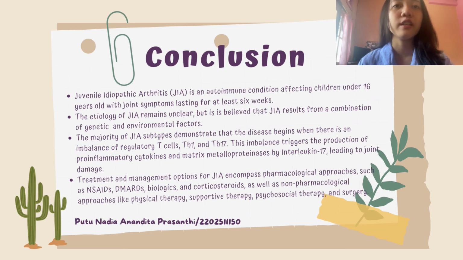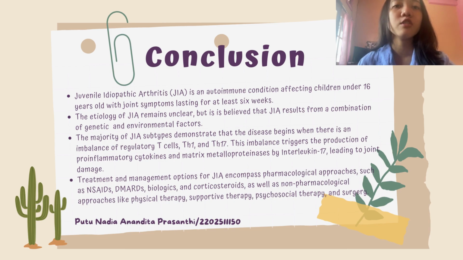In conclusion, juvenile idiopathic arthritis is an autoimmune condition affecting children under 16 years old with joint symptoms lasting for at least 6 weeks. While the exact cause of this condition remains uncertain, it is believed to result from a combination of genetic predisposition and environmental factors. However, the majority of these condition subtypes demonstrate that the pathophysiology of the disease begins when there is an imbalance of regulatory T cells, T helper 1 and T helper 17. This imbalance triggers the production of pro-inflammatory cytokines and matrix metalloproteinase by interleukin 17, leading to joint damage.